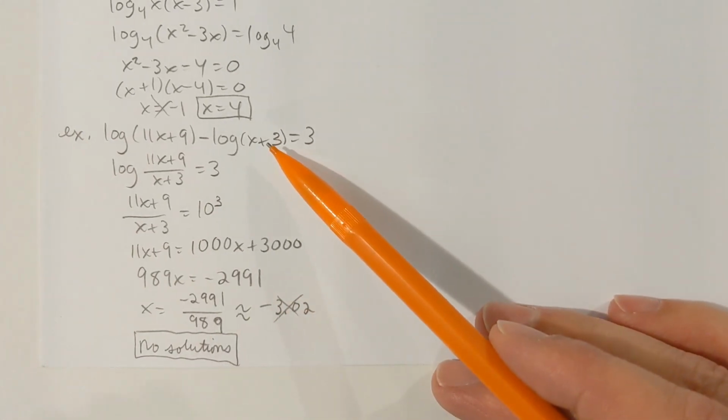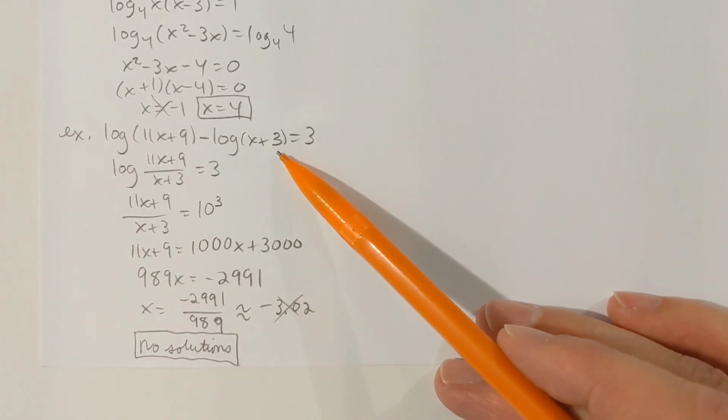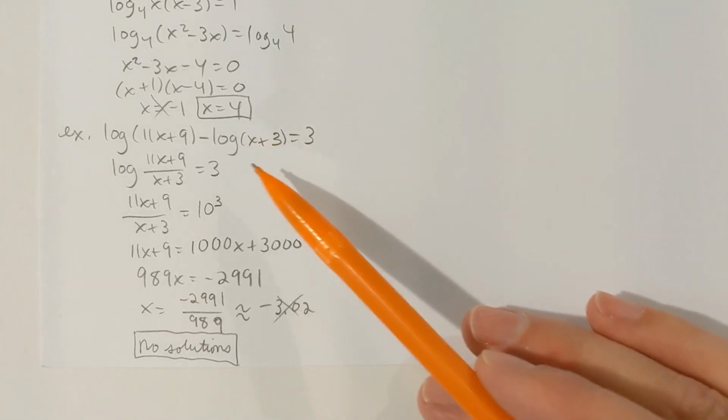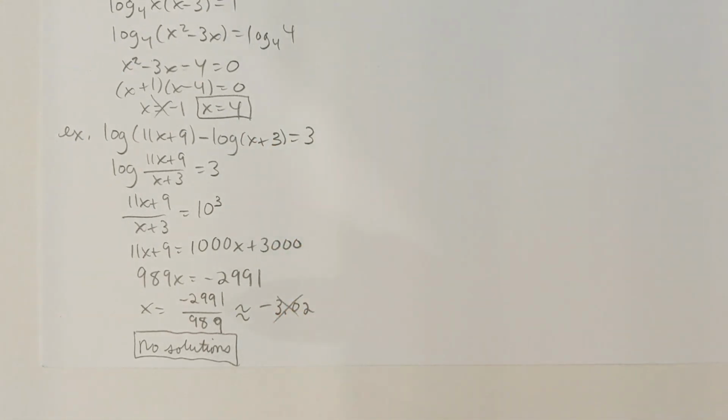Negative 3.02 plus 3 is negative 0.02, and I can't take log of a negative, so that number would be extraneous. There are no solutions. That was the one and only number. It didn't work out. No solutions to that one.